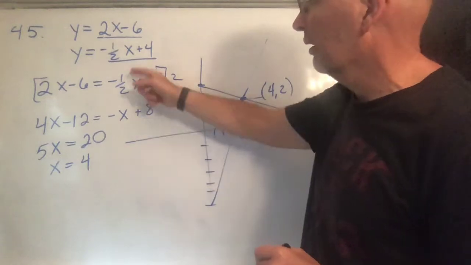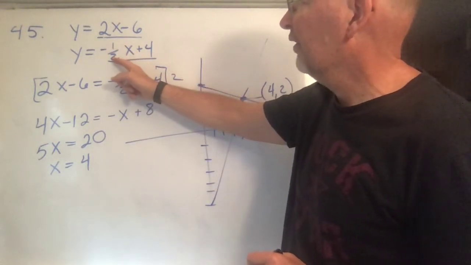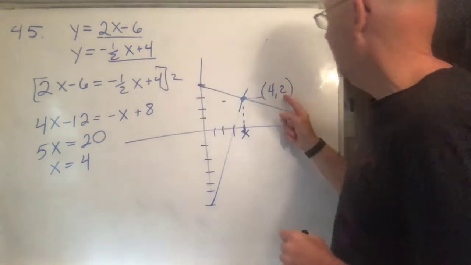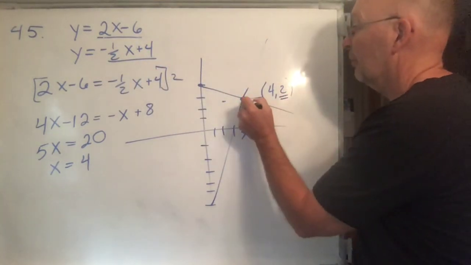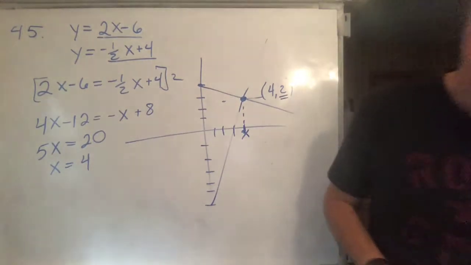It better be the same here. If I stick in an x equal 4 here, 4 times negative 1/2 is negative 2. Negative 2 plus 4 is again 2. So they both go through that point. That's where they intersect, right there. Okay, that's 45.